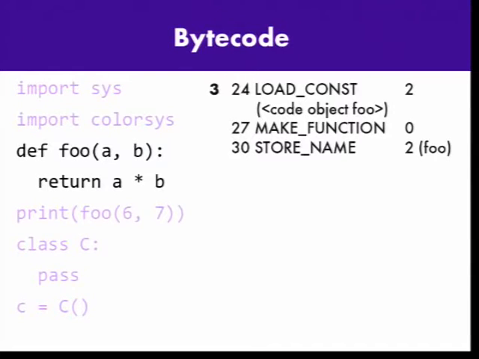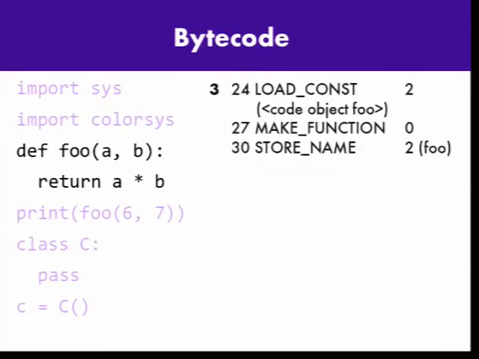The argument to make function is that 16-bit integer. It's actually three integers that have been sort of bit-shifted and smashed together. The three numbers represent how many positional arguments with defaults there are for the function, how many keyword arguments with defaults there are for the function, and how many type annotations there are, because of course Python 3 has annotated types for functions.